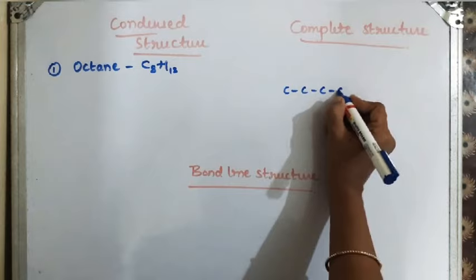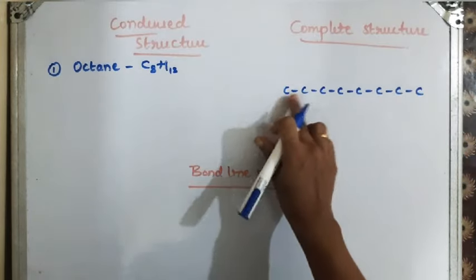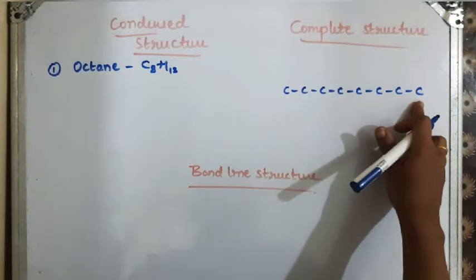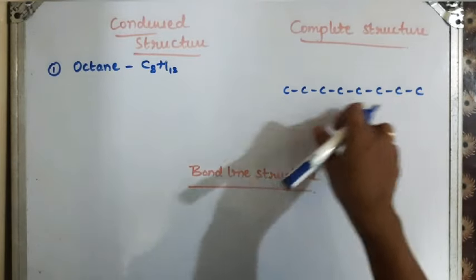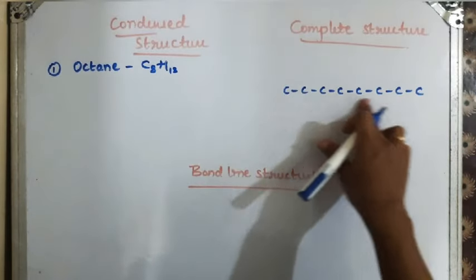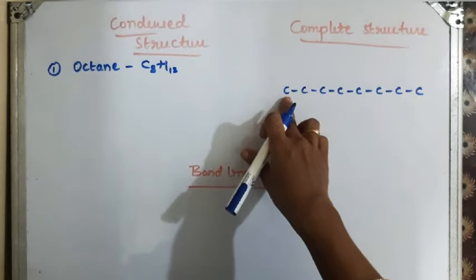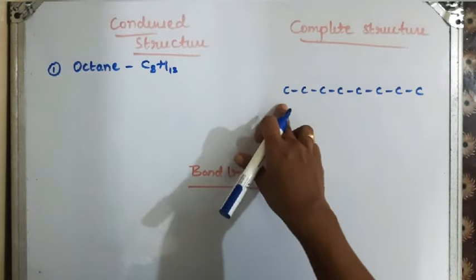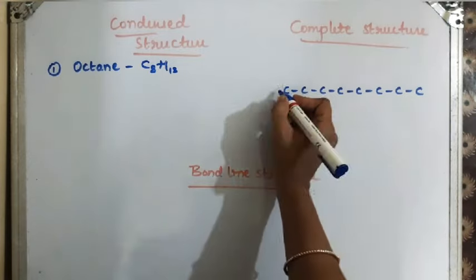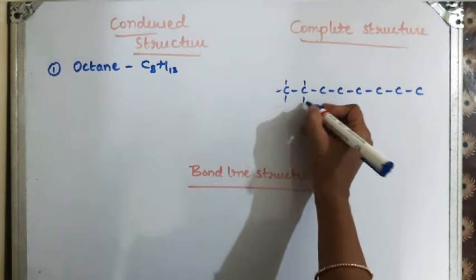1, 2, 3, 4, 5, 6, 7, 8. So 8 carbons are connected by single bonds. Now these are connected with each other. Now the remaining, as you know, carbon has 4 bonds. So we have to write those remaining bonds for each and every carbon atom.